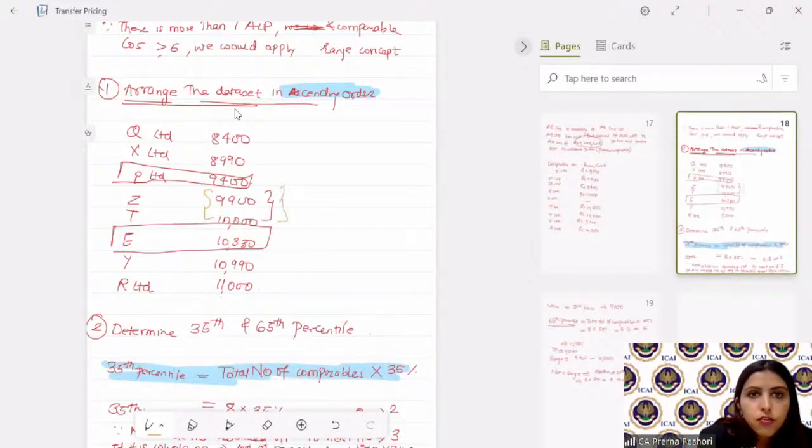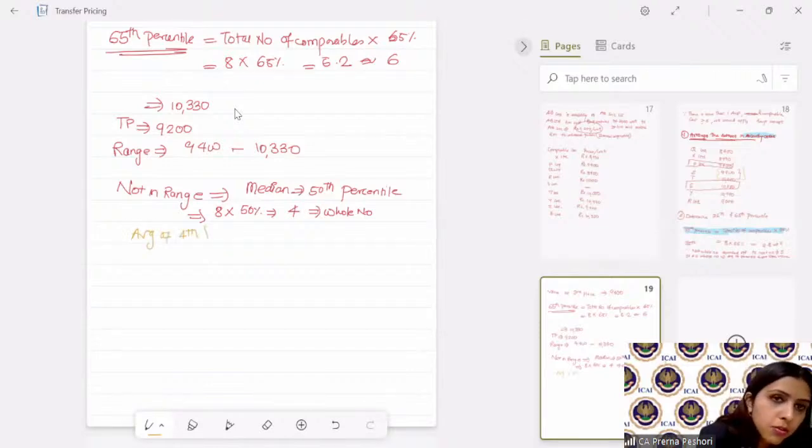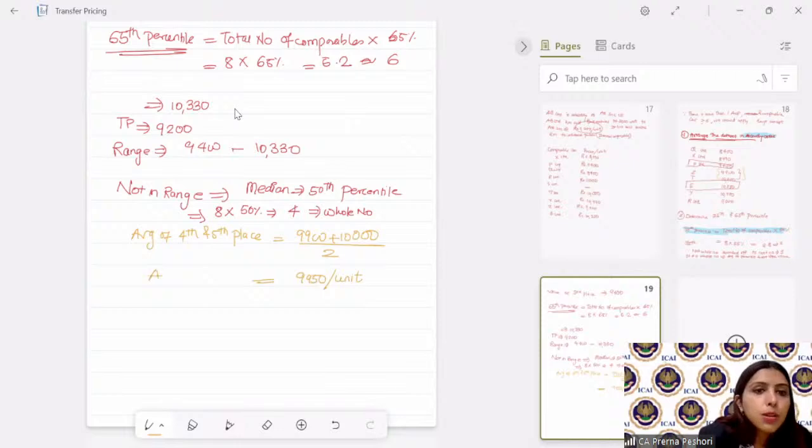Average of 4th and 5th place will be taken. If it would have been 4.2, we would have rounded off to 5. So the average of 4th and 5th place, which is 9,900 plus 10,000 divided by 2, which comes to 9,950 per unit. And this will be your ALP.